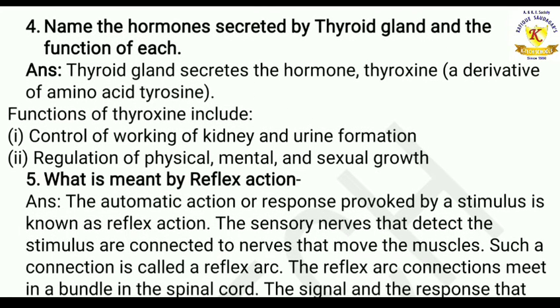Fourth one, name the hormones secreted by the thyroid gland and the function of each. Answer, the thyroid gland secretes the hormone thyroxine, a derivative of the amino acid tyrosine. Functions of thyroxine include control of working of kidney and urine formation and regulation of physical, mental and sexual growth.